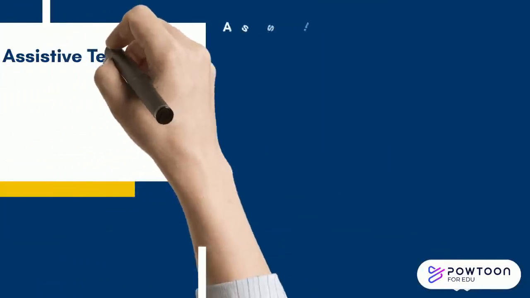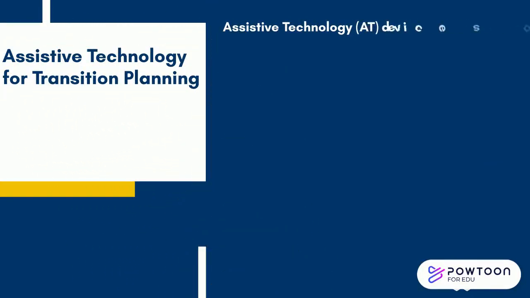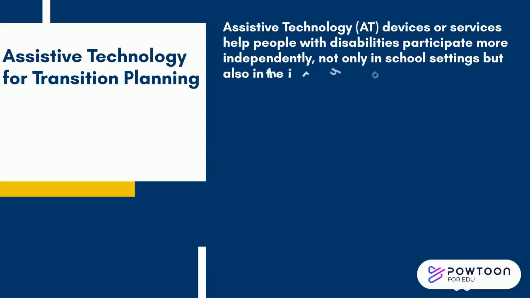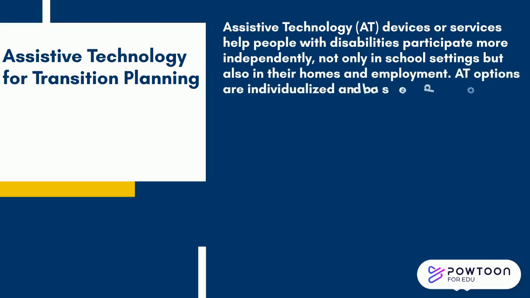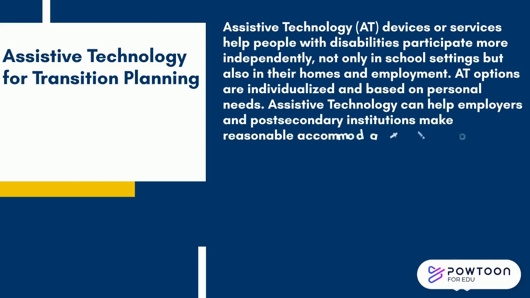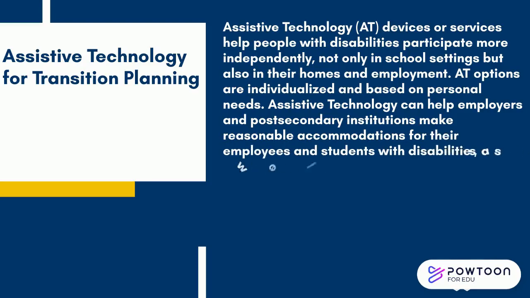Assistive technology for transition planning. Assistive technology devices or services help people with disabilities participate more independently, not only in school settings but also in their homes and employment. AT options are individualized and based on personal needs. Assistive technology can help employers and post-secondary institutions make reasonable accommodations for their employees and students with disabilities, as well as helping people with disabilities live more independent lives in their community.